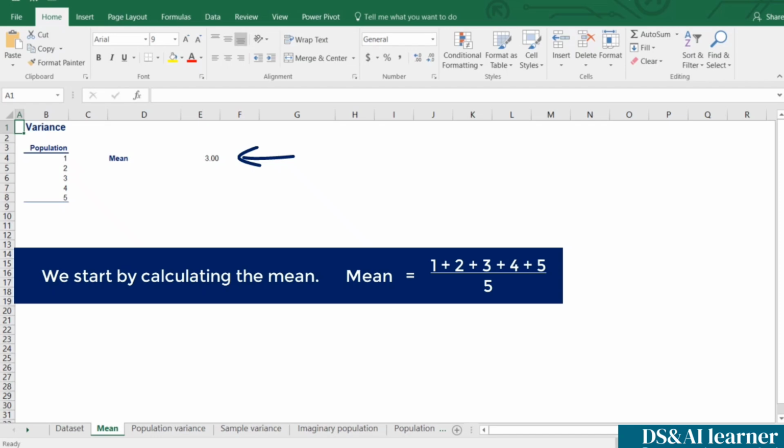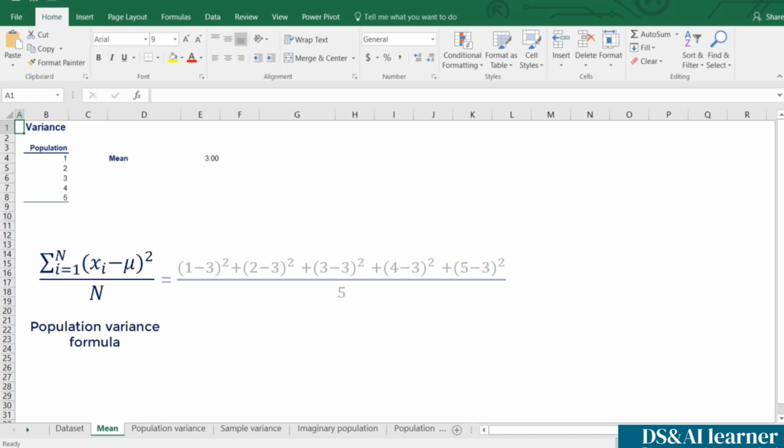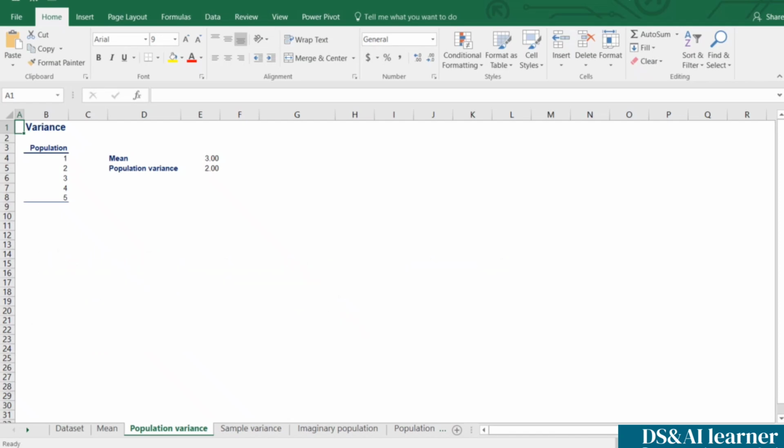Then we apply the formula we just saw. 1 minus 3 squared plus 2 minus 3 squared plus 3 minus 3 squared plus 4 minus 3 squared plus 5 minus 3 squared. All of these components have to be divided by 5. When we do the math, we get 2. So, the population variance of the data set is 2.